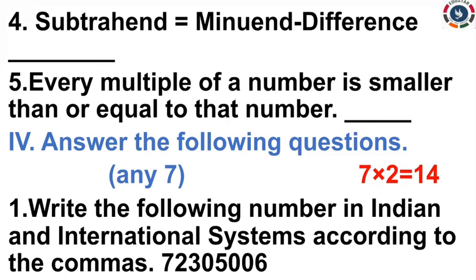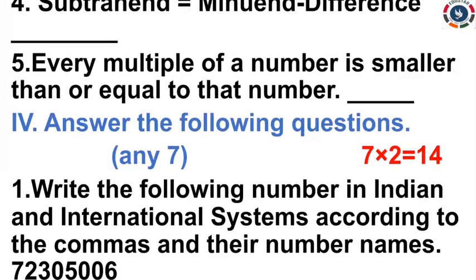Number 5. Every multiple of a number is smaller than or equal to that number. So the given statement is wrong. Every multiple of a number is greater than or equal to that number. For example, go to the 5 table. 1 5 is 5, 2 5 is 10, it's going on like that. So it is increasing in value. So it is greater than the number. So the given statement is wrong. So it is false.